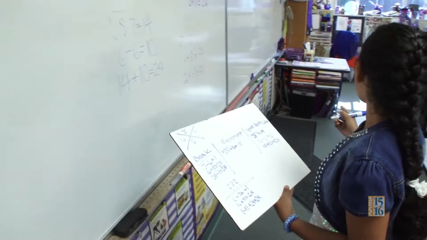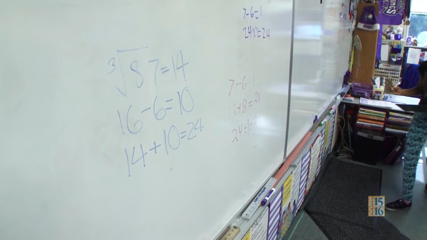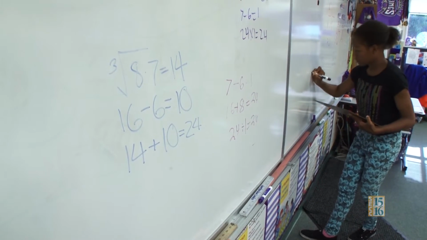Another root. Jordan, go. Find a spot with another root. Okay. Let's see. Cubed root of 8 is 2 times 7 is 14. 16 minus 6 is 10. 14 plus 10 equals 24. Nice job, Saba.